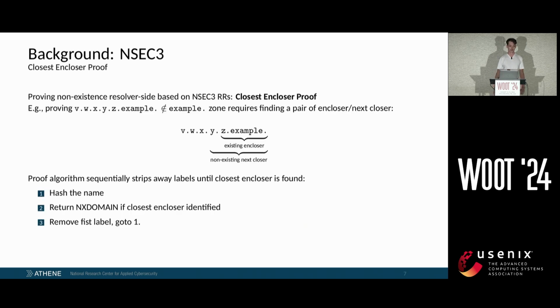How that works is basically called the closest encloser proof in NSEC3. I'm not going to explain it fully, but the gist of it is that you have to find a pair of two subnames of the query name: the encloser, which must exist, and the next closer name, which doesn't exist. If you know these two, then you know that nothing beneath that pair of names exists in the zone. Handily, the RFC that defined NSEC3 also defined an algorithm to do this. It works by hashing the name, seeing if we found the pair already, and if not, we remove a label and then try the thing again.